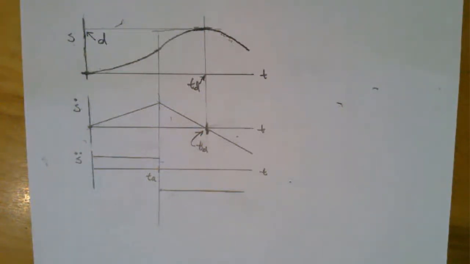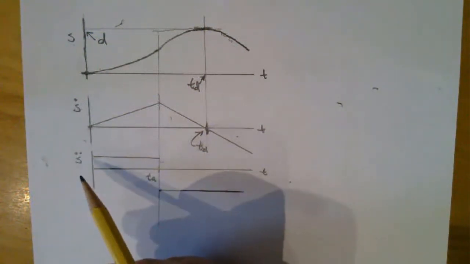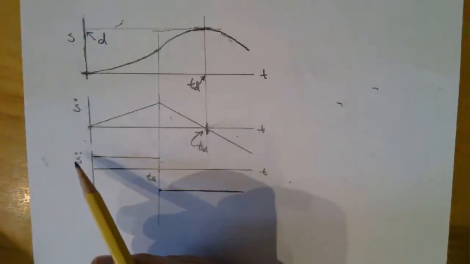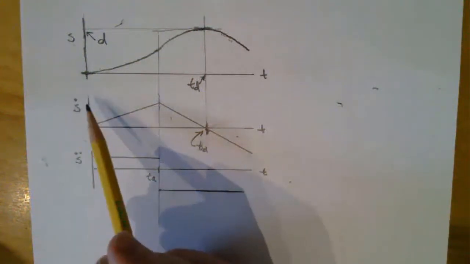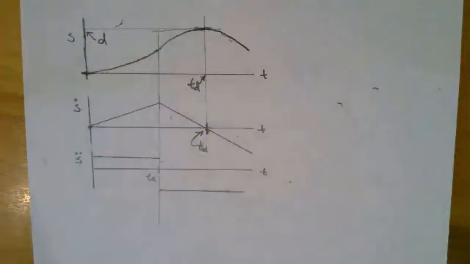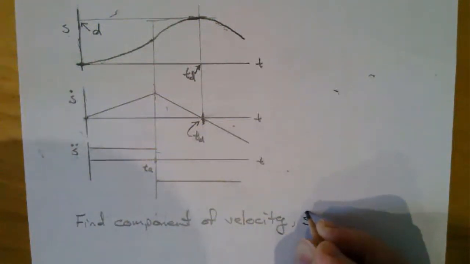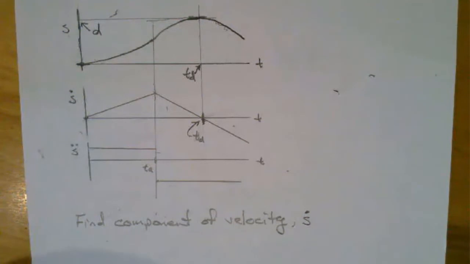So what I'm going to suggest you do instead is just do straightforward, simple integration. S dot is always the integral of S double dot by definition. You don't have to remember anything else except that's the definition. To get from S double dot to S dot, that's just integration, okay? That's the simplest, most elemental thing you can do. So let's do it that way, right? So I'm going to say find S dot. S dot is this component of velocity. Now, S dot is just the integral of S double dot.